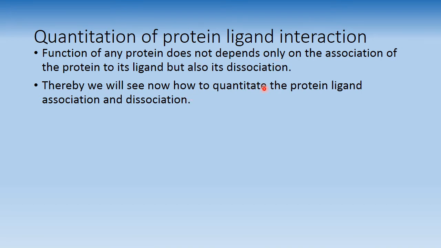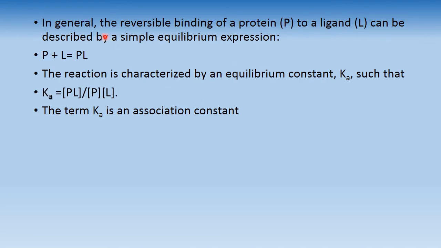So thereby we will now see how to quantitate the protein-ligand association and dissociation. In general, the reversible binding of a protein P to a ligand L can be described by a simple equilibrium expression: P plus L is in equilibrium with PL. P is the concentration of the protein, L is the concentration of your ligand, and PL is how much of the protein and ligand are bound, that is, the concentration of protein bound to the ligand.